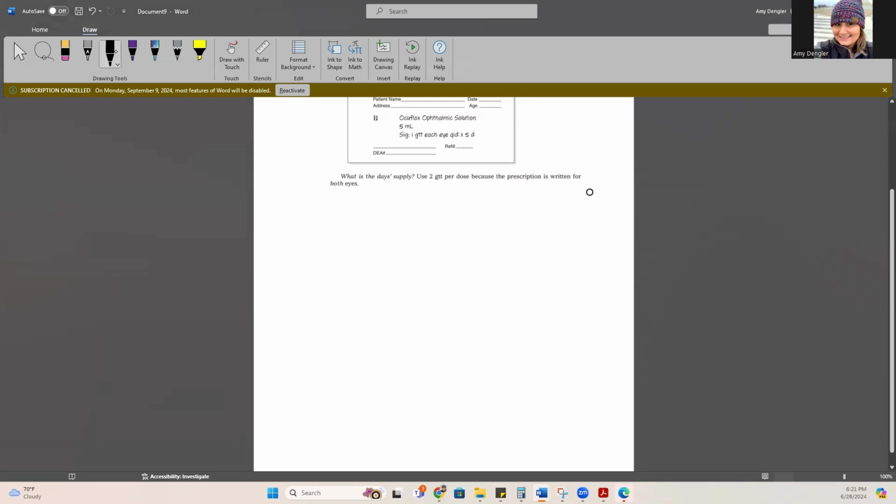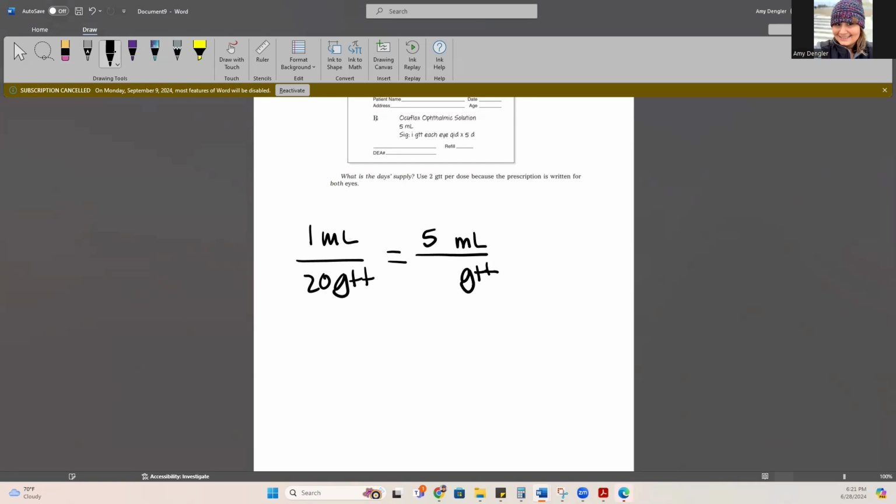So if we use what I just said, the 1 ml is equal to 20 drops, and we want to find out how many drops are in the bottle. So our bottle is 5 ml. You know, we want our ml up here and our drops here. Now I just do 1x, which is x is equal to 20 times 5. So that means that there is 100 drops in the bottle.